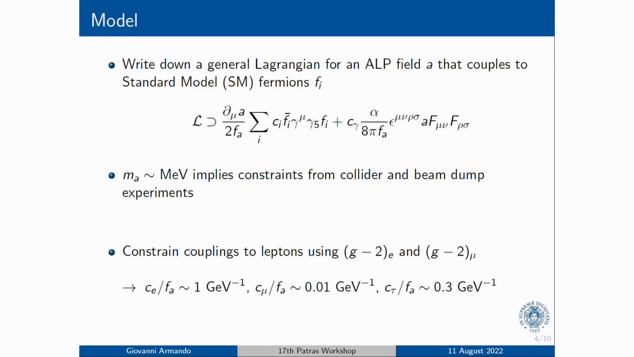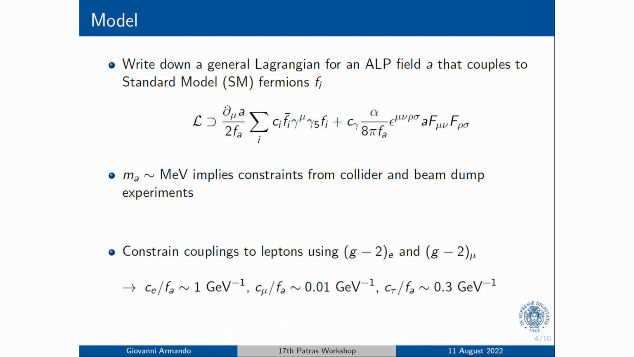So let's begin. Let's say we have a generic axion-like particle at first, not necessarily a QCD axion. First thing you can do is write down a Lagrangian from a theoretical standpoint and couple it to the standard model fields with fermions and photons if you want and other stuff like that. Compared to the lighter axions, the phenomenology is completely different in this mass range. So you evade most of the astrophysical constraints and you focus on beam dump and collider constraints mostly.